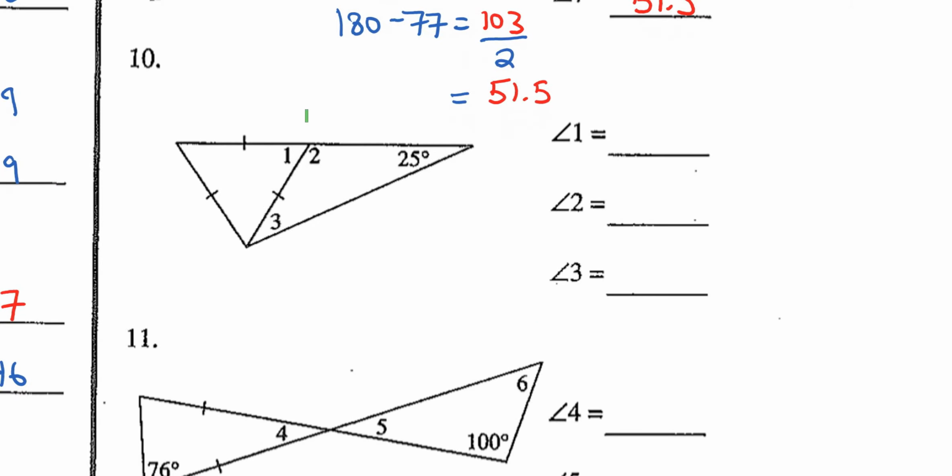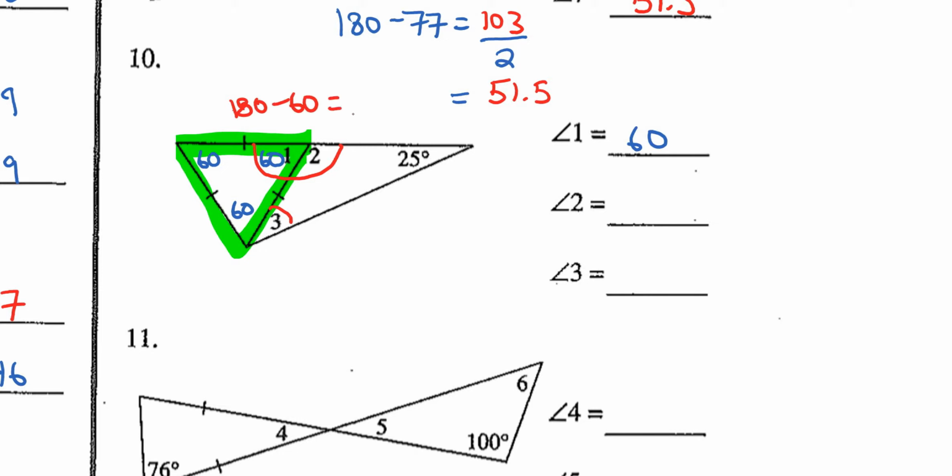Let's keep on going here with question number 10. This triangle right here in green, that's an equilateral triangle. So that's going to be 60, 60, and 60. So angle number 1 is going to be 60 degrees. And we know that angle 2 is going to be angles on a line. So 180 minus 60 is going to be 120. So angle number 2 is going to be 120 degrees. And then we can find our third angle, this blue angle down here, by simply going 180 minus 120 degrees minus 25 degrees. So that should be about 35 degrees right there. So angle number 3 is going to be 35 degrees.